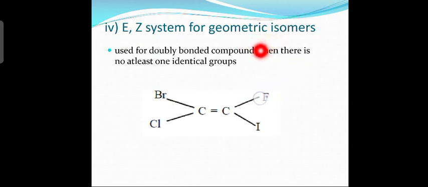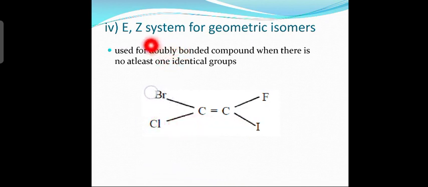Now what is the E and Z system? E means entgegen, entgegen means opposite side. Z means zusammen, on the same side. Now you are going to study this compound. Carbon-carbon double bond, fluorine atom is here, bromine atom is here, that means two halogens are present on the same side. Here iodine and chlorine are present on the other side.